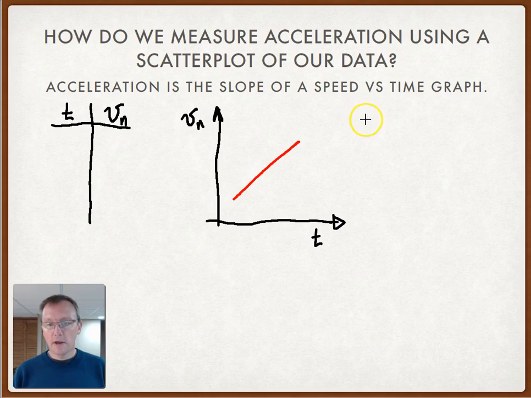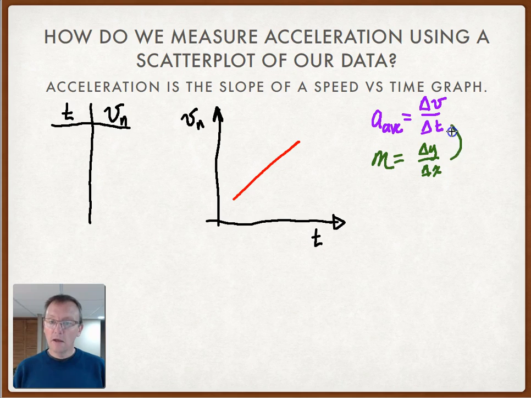Well, remember that the acceleration formula that we learned a little while ago looks like this. The average acceleration is equal to the change in the speed over the change in the time. Now remember that a moment ago we talked about the fact that the slope of a line on a scatter plot like this is equal to the rise over the run, or the change in the y value over the change in the x value.